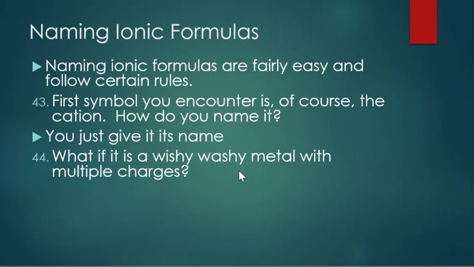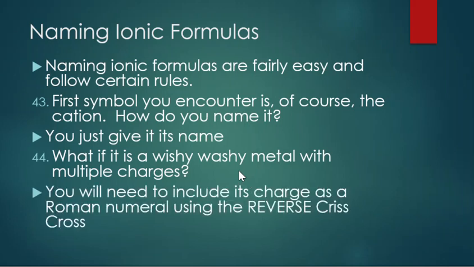So, with the wishy-washies, you're going to need a Roman numeral. If it looks like the compound is canceled out, then whatever the negative is, that's going to be the positive. I'll show you an example of that. But if you see some numbers down at the bottom that are not part of the polyatomic ion, then you're going to have to reverse crisscross. And you probably don't understand, or maybe you have a clue what that is, but I'll go through that as well.